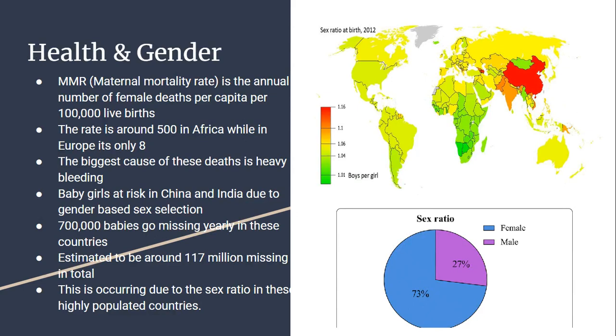Health and gender. Maternal mortality rate is the annual number of female deaths per 100,000 live births. The rate is around 500 in Africa, while in Europe it's only 8. The biggest cause of these deaths is heavy bleeding. Baby girls are at risk in China and India due to gender-based sex selection. 700,000 babies go missing yearly in these countries, estimated to be around 117 million missing in total. This is occurring due to the sex ratio in these highly populated countries, being female 73% and male 27%.